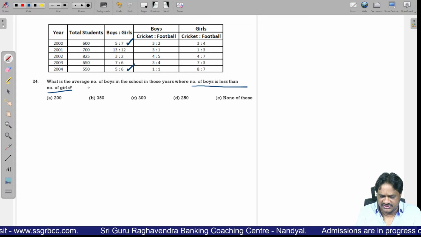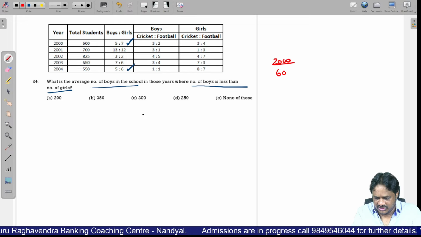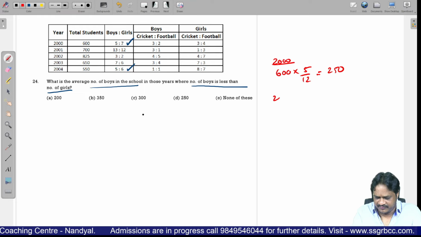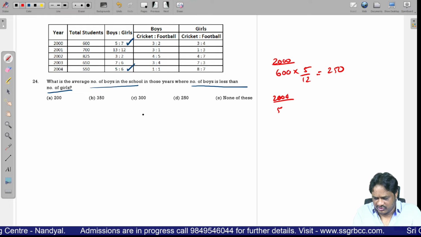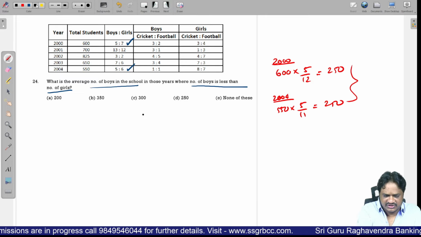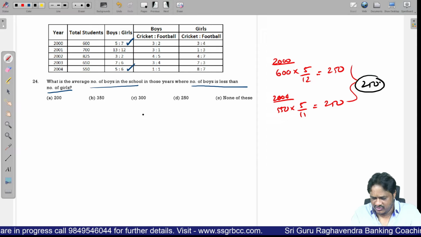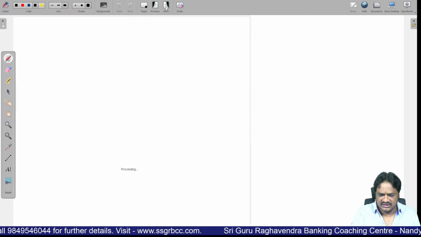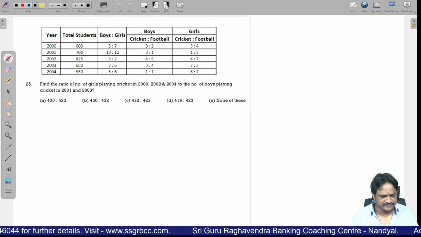First, take the year 2000. Total students are 600. Boys will be 5/12, that will give 250. In 2004, total strength is 550. In this boys are 5/11, that is also 250. So the average also will be 250. Option 4 is the correct answer. Let us see the next question, 25.